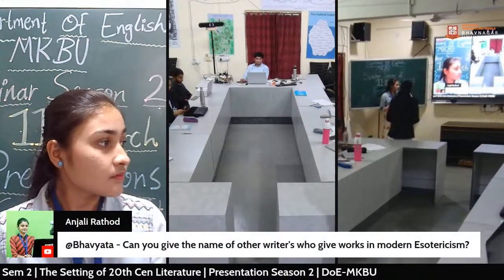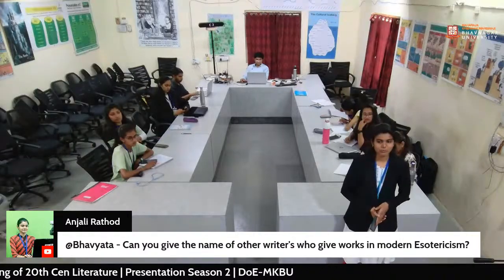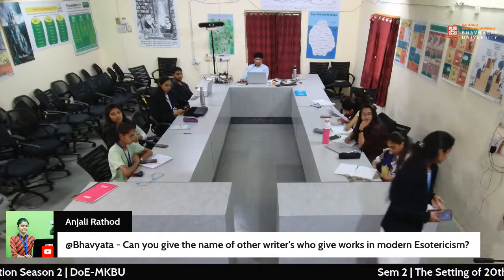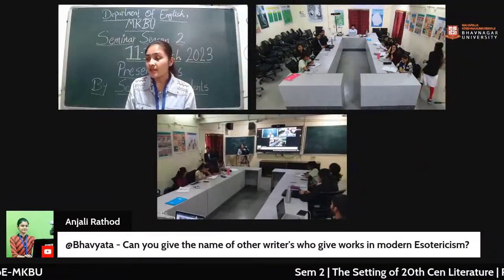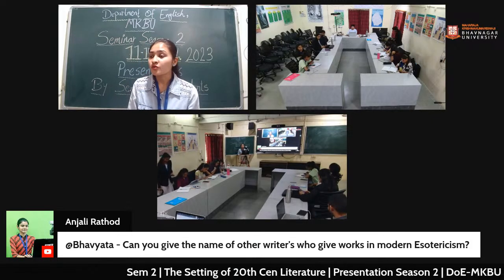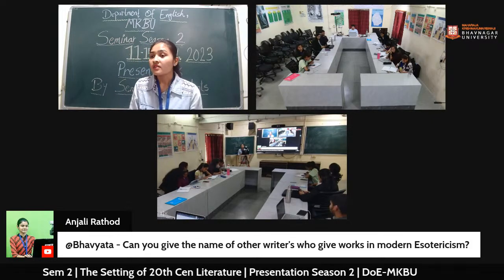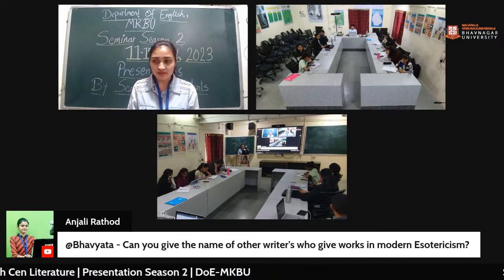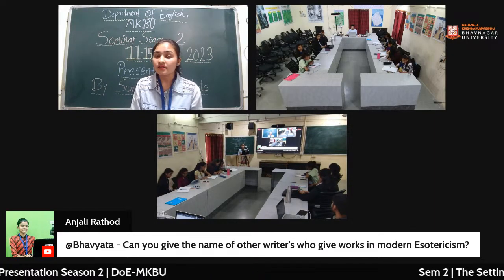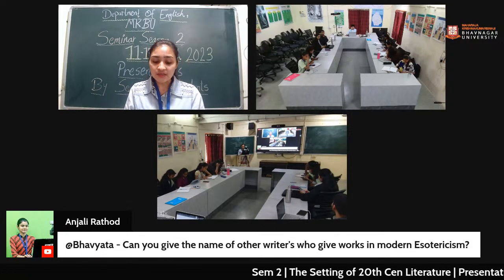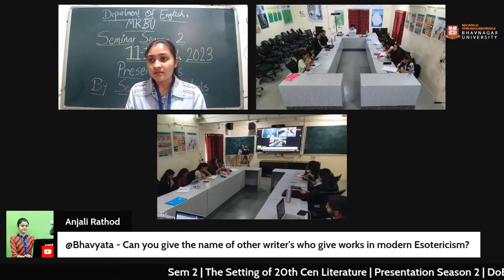Can you give the names of other writers who wrote works in modern esotericism? There are many writers in esotericism, but I give two names who are very famous and pioneers in this esotericism. First is Ezra Pound, and second is William Faulkner.